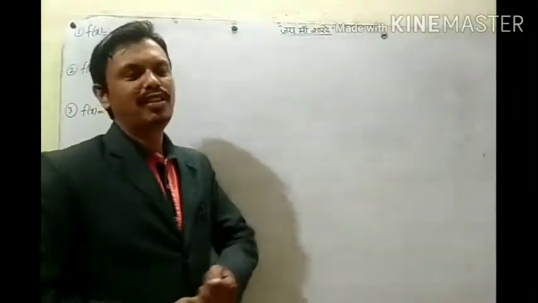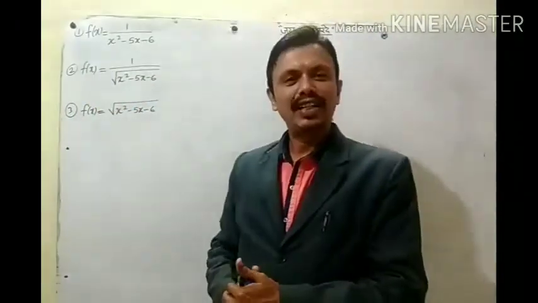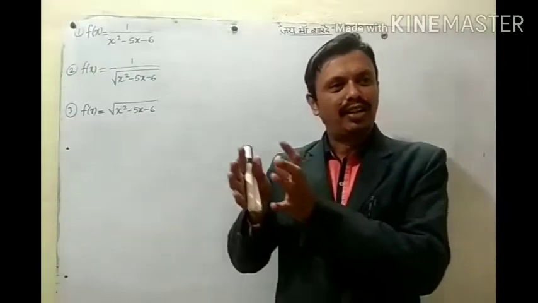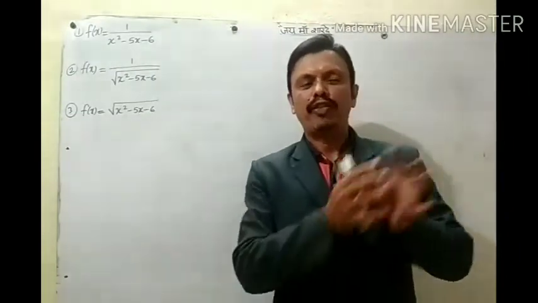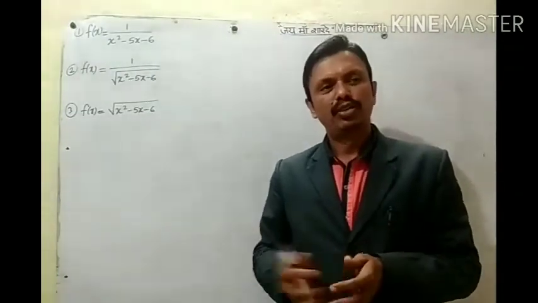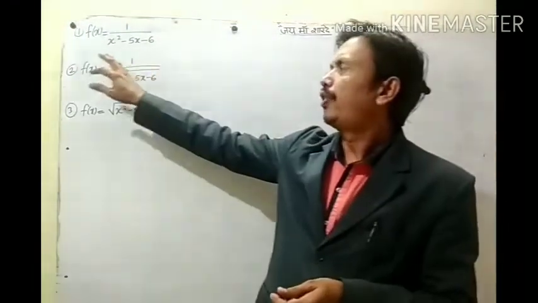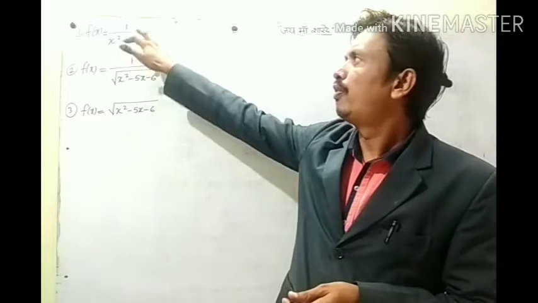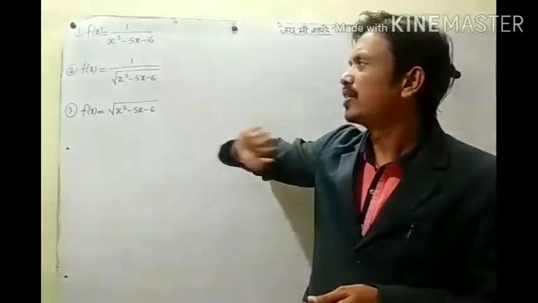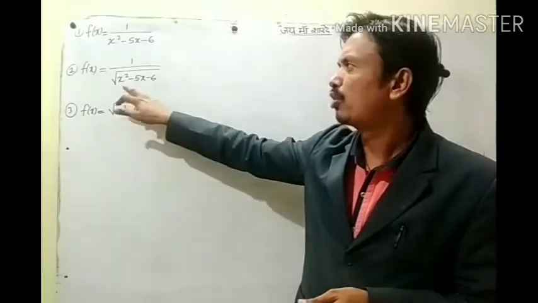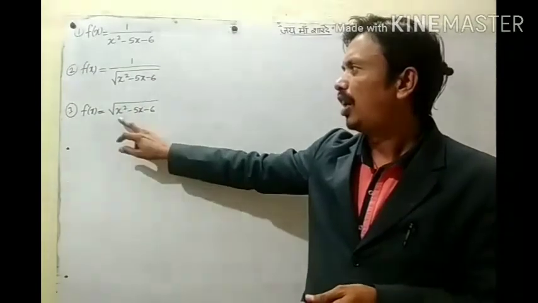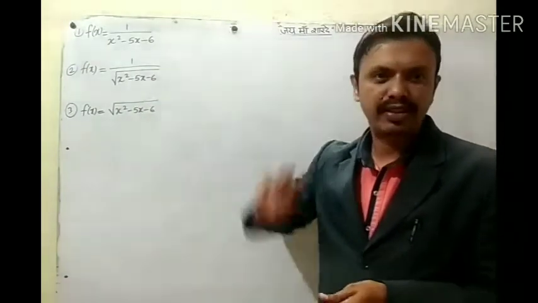Good morning, students. So in the previous class, we have seen how to find the domain of one function. So today also we'll see some more examples. We have to find the domain of 1 upon x square minus 5x minus 6, and root x square minus 5x minus 6.